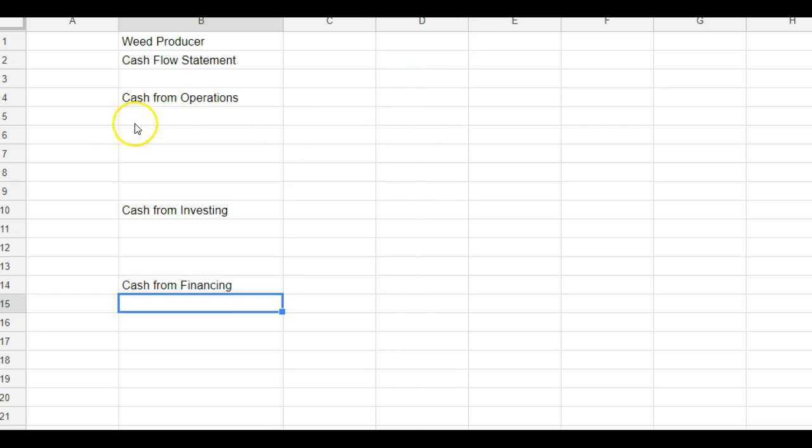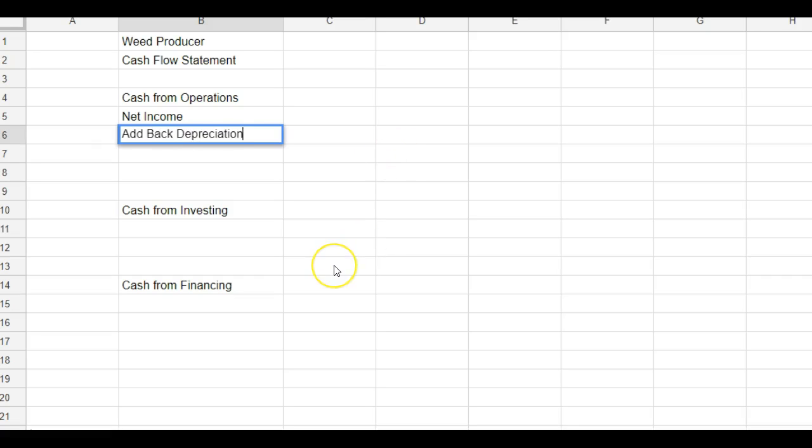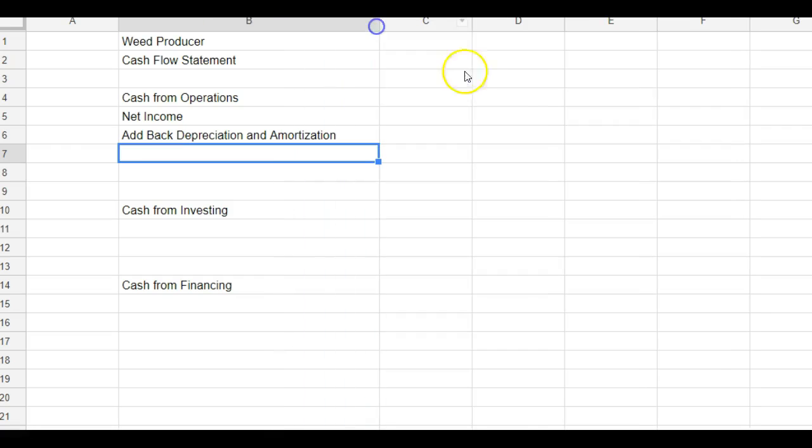Cash from operations. So, under cash from operations, basically you have net income. And then below your net income, you have to add back anything you took off your income statement that wasn't cash. Now, we haven't done that yet, but basically you're going to add back depreciation and amortization. Basically, when you amortize something, it means you've taken a charge against it. You've taken money off your income statement, but you didn't actually pay for it. And I'll give you a really good example.